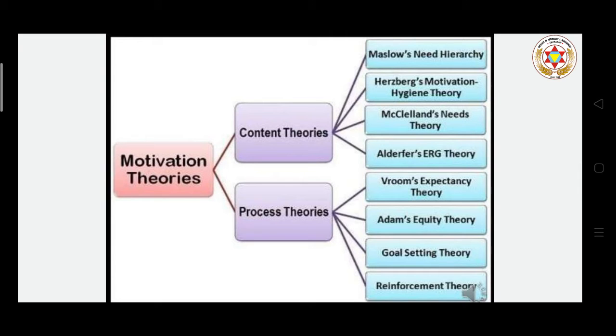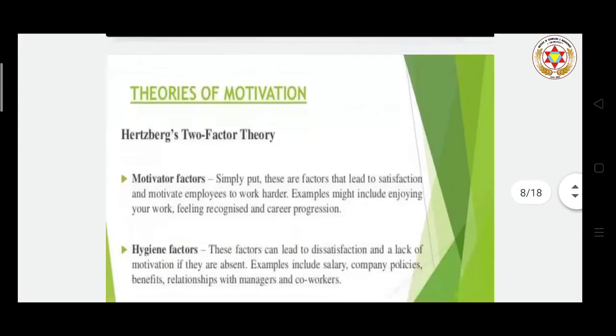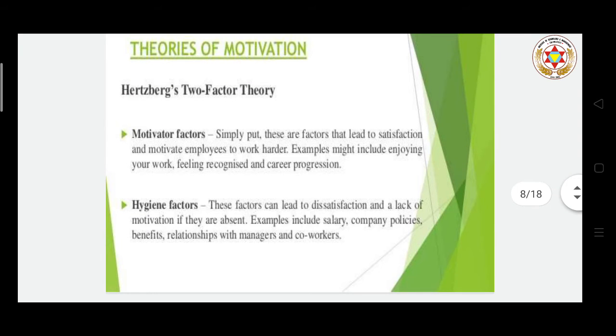Let's come to the motivation theory, which is basically divided into two, that is the content theory and the process theory. In content theory, we would be covering Maslow's need hierarchy theory and Herzberg's two-factor, that is the motivation and hygiene theory. Under process theory, we would be covering Vroom's expectancy theory. To start with the first, that is Herzberg's two-factor theory, Herzberg concluded that there are two categories of factors emerging from job conditions, that is the hygiene factor and the motivating factor.